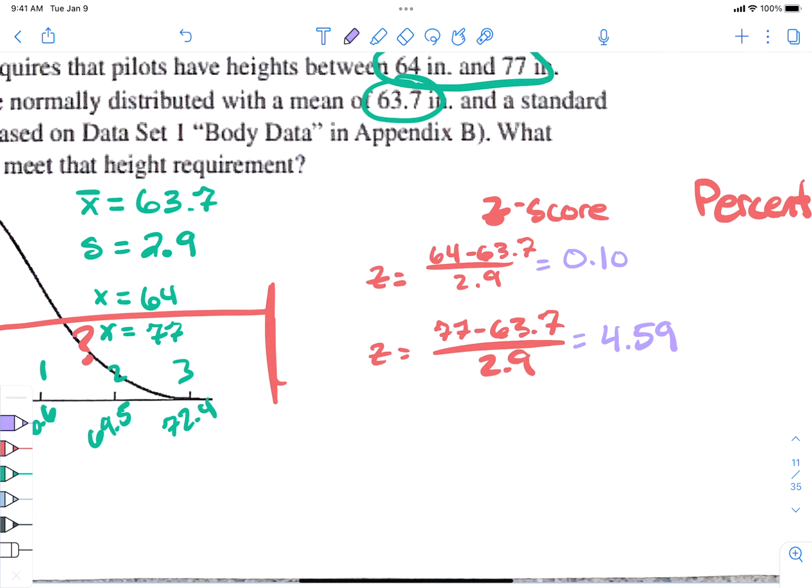Wow, that's a z-score. Do you remember me telling you that a z-score is normally between -3 and 3? But this one is so high because the numbers, the 64 and the 77, are probably based off the men's average height, right? That's probably what they're basing it on, but we're looking at women here. Okay, so.